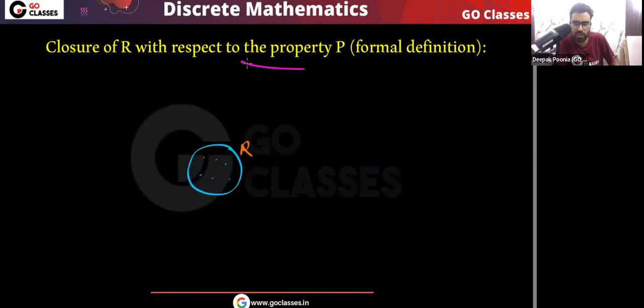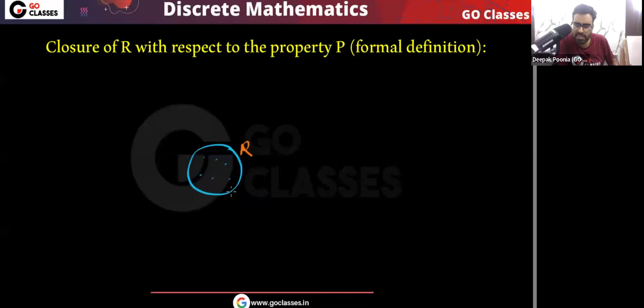If this R satisfies property P already, then R will be the closure of itself with respect to property P, that we already know. But tell me, if R does not satisfy property P, then how to find the closure of R with respect to property P? What we will do? We will add the minimum number of necessary pairs to obtain this property P. Do you agree with me?